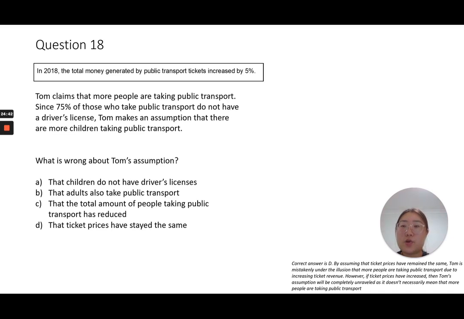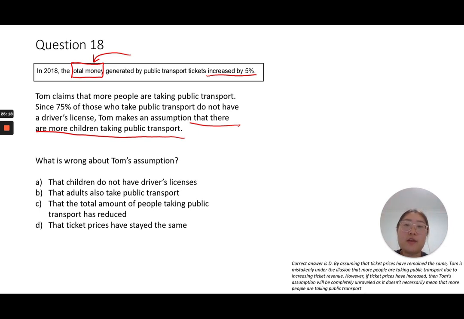Okay, 18. So Tom claims that more people are taking public transport. In the box it says total money generated. The total money generated by public transport has increased by 5%. And Tom assumes that because most people don't have a driver's license, there are more children taking the public transport. So what has Tom done wrong? So Tom has assumed that this total money generated is purely because more people are taking public transport, whereas that's not the only way the money can be increased, right? The total amount of money.